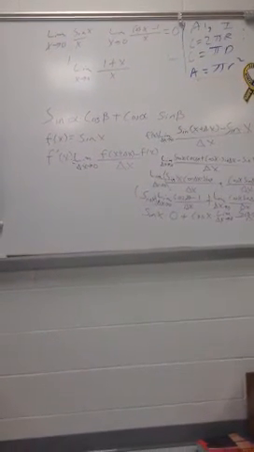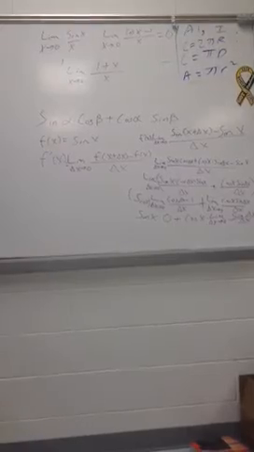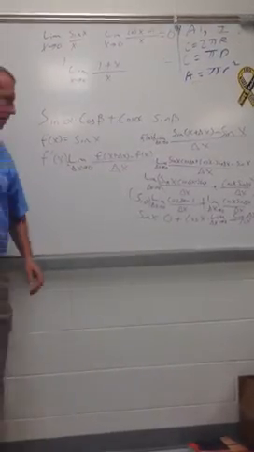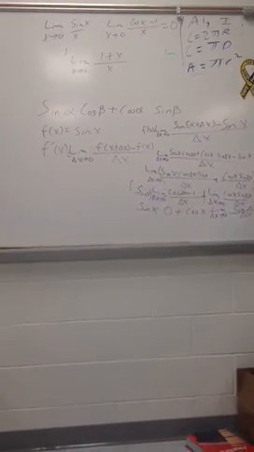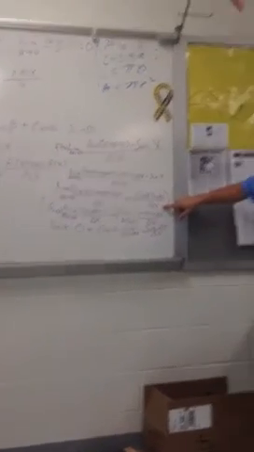Alright, so when you get the limit as delta x approaches 0 of sine delta x over delta x, where does that come from? Right here, remember I had cosine of x, sine of delta x over delta x, right?